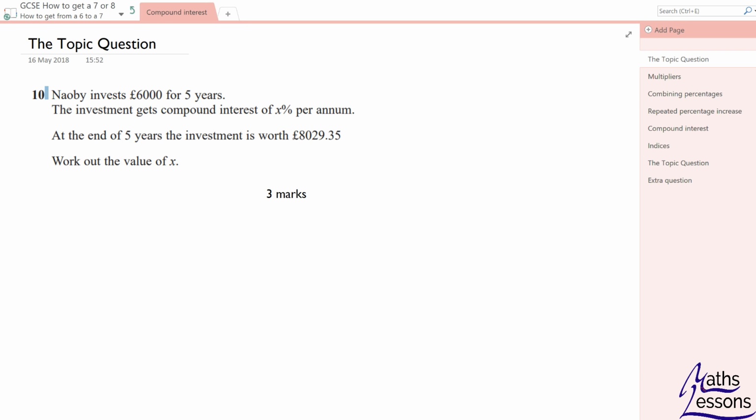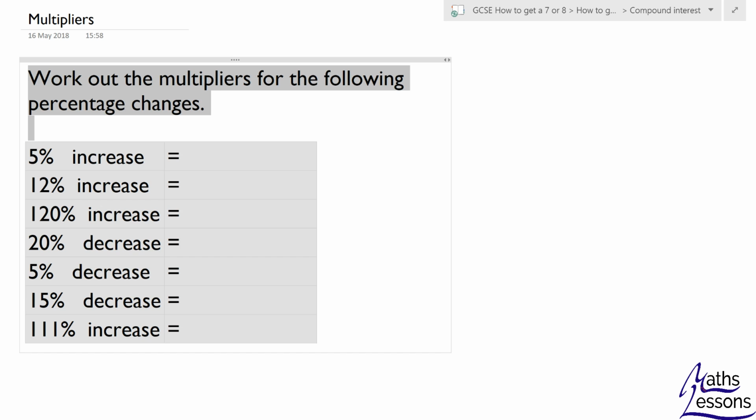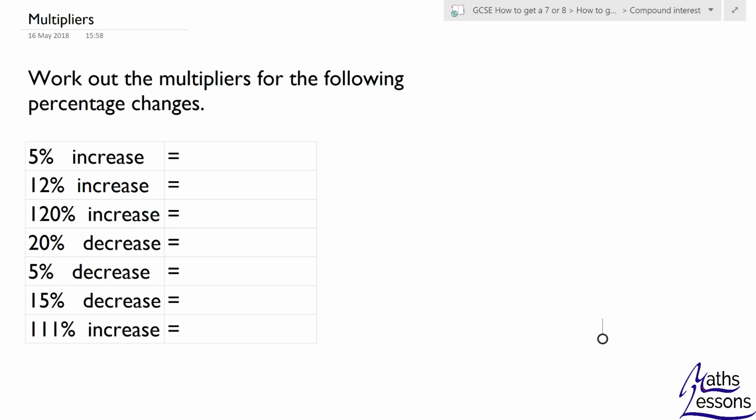So we're going to break down this question and make it a lot easier and show you all the things you need to know to be able to do this question. The first thing you need is multipliers, and you need to be able to work out the multipliers of these questions. I'm just going to give you a few seconds to do each one and then I'll give you the answer. So work out the multiplier for a 5% increase.